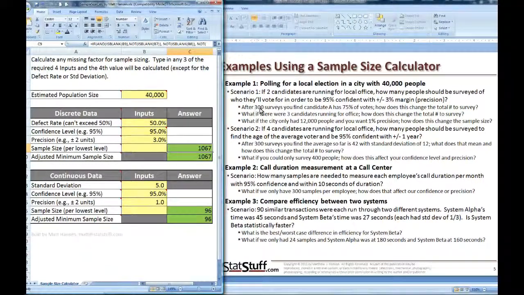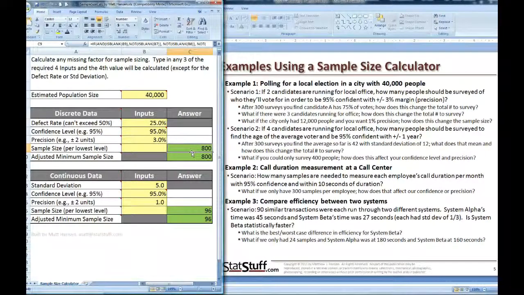But now again, after having 300 surveys on our way, maybe a little bit less than a third of the surveys for the sample, we're seeing that candidate A has 75% of the votes. Well, if that's true, then that means candidate B, the other candidate, has 25% of the votes. Now with that information, I can plug in the smaller value, which is 25% in here, and by plugging in the lower defect rate, now it's telling me I only need to survey 800. So now I've reduced my survey significantly. Instead of needing 1,067, I've gone down to 800.